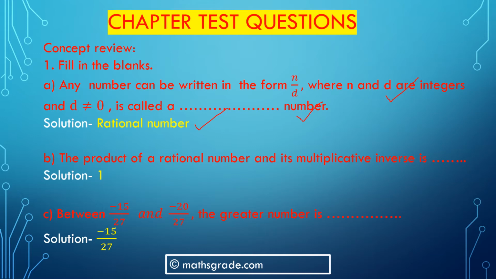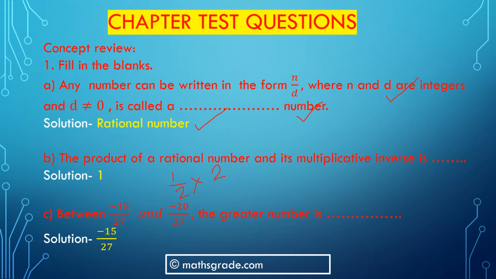Second, bit B. The product of a rational number and its multiplicative inverse is dash. Suppose a rational number is 1 divided by 2 and we want its multiplicative inverse. The multiplicative inverse is the reciprocal of that number. So the reciprocal of 1 divided by 2 will be 2.